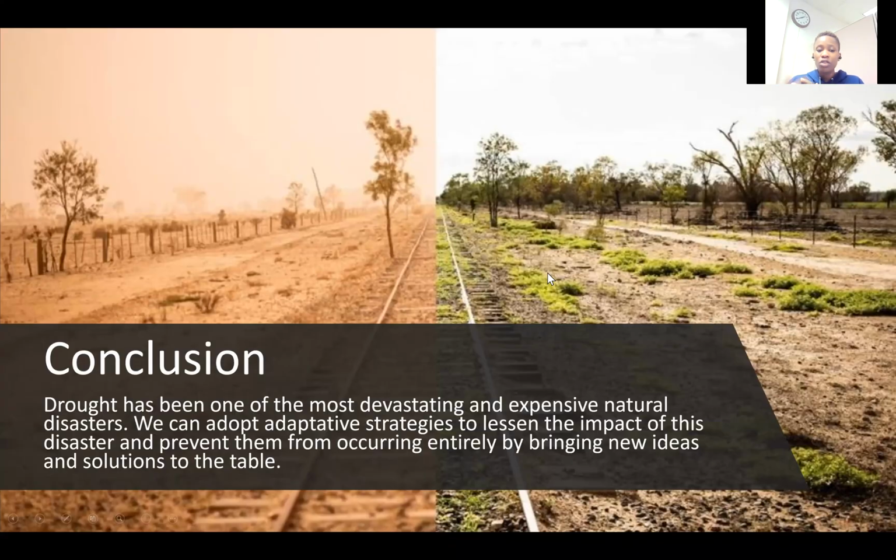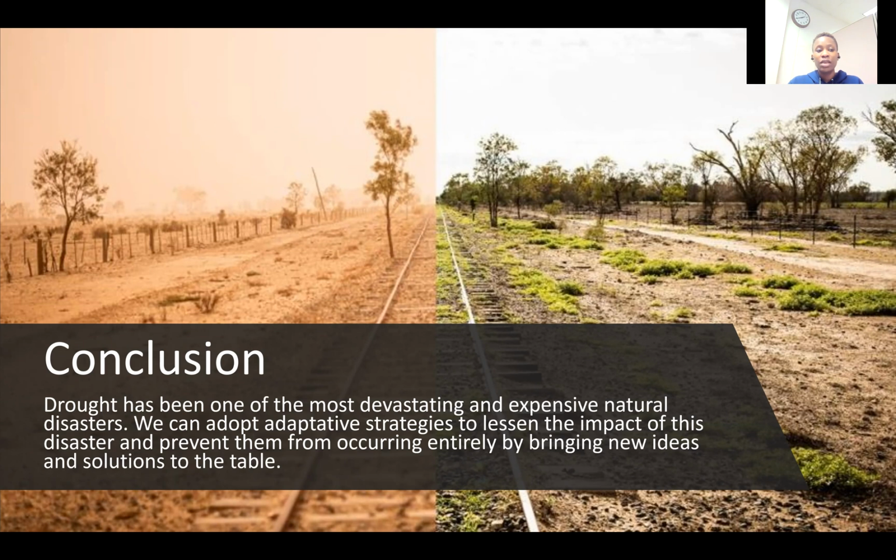So in conclusion, drought has been one of the most devastating and expensive natural disasters because it causes other events. Apart from just drought, it leads to food reduction, it leads to hunger and famine, increase in food crops, it leads to diseases and sickness, and increase in pests and parasites. So we can adopt adaptive strategies to lessen the impact of this disaster and prevent them from occurring entirely by bringing in new ideas and actually working towards caring for our environment.